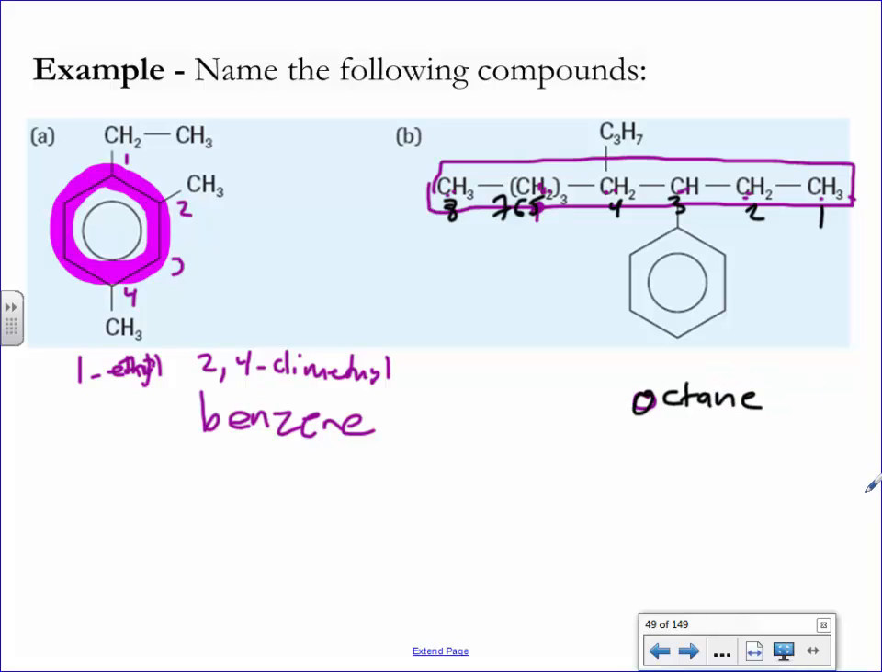And then we just have to do these in alphabetical order. What is a C3H7 going to be as a group? Anybody know? What's a group of 3 as a branch called? It's called a propyl. A group of 1 is a methyl. A group of 2 is an ethyl. A group of 3 is called a propyl.